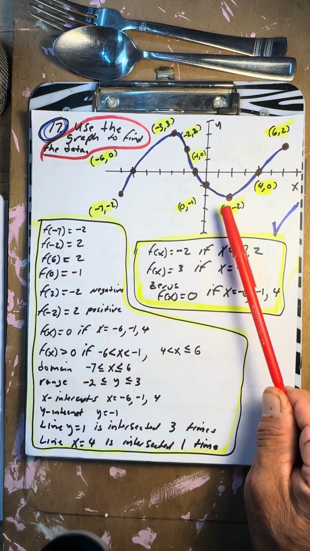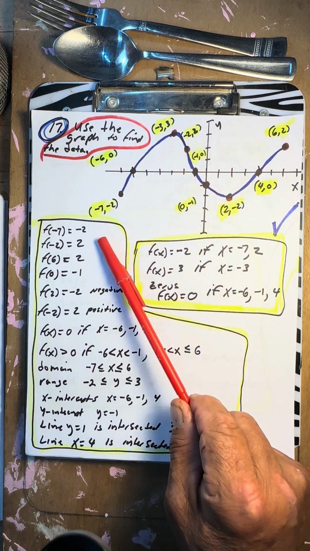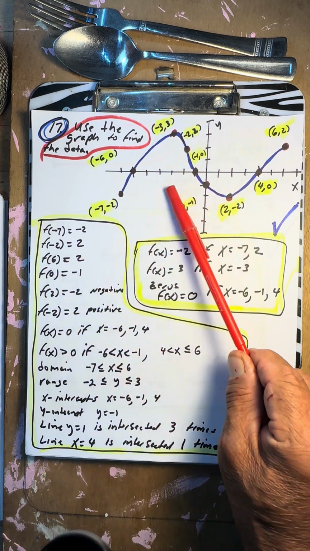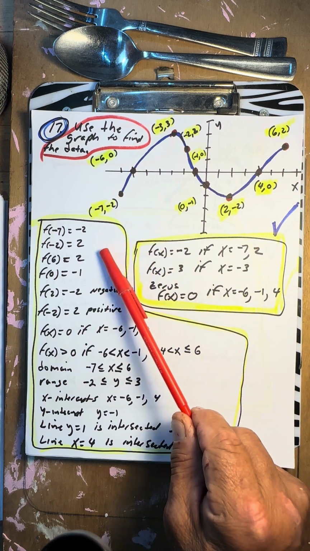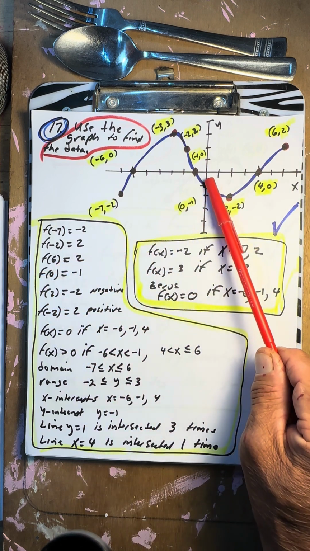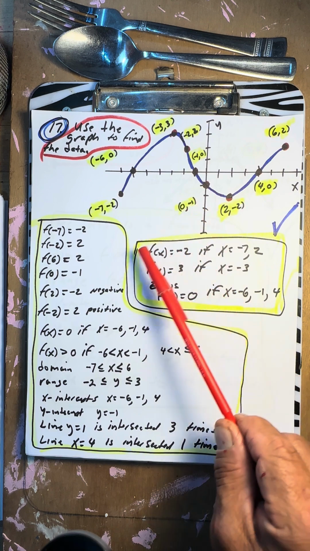What's f of negative 2? Negative 2 is right here. It's 2. What's f of 6? 6 is over here. It's 2. What's f of 0? F of 0 is negative 1.